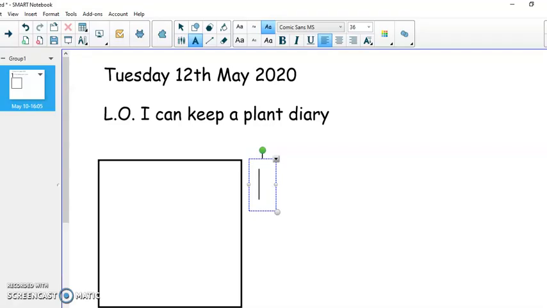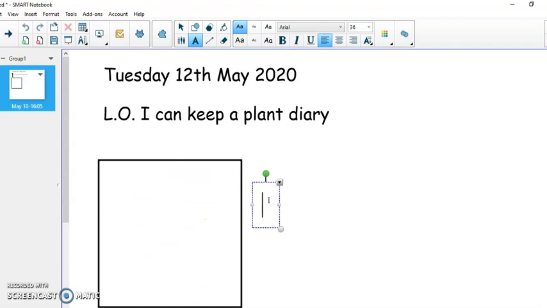So here I have written today's date, Tuesday, the 12th of May, 2020. And your learning objective is I can keep a plant diary. Now in here, you're going to draw a small picture in pencil crayon of exactly what has happened. So it might be that nothing has happened, so you would just draw your compost, or it might be you've got a little shoot starting to appear. So draw exactly what you can see.